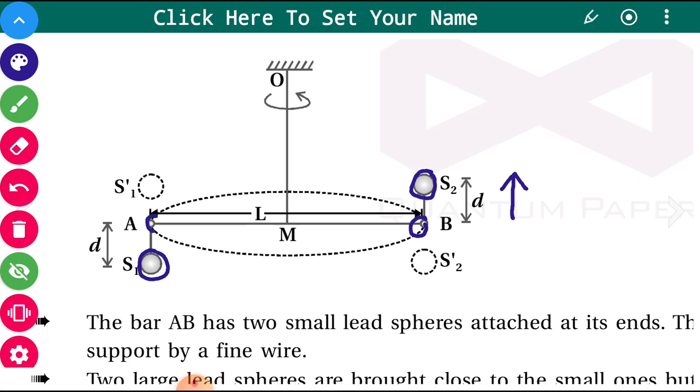The small mass will be attracted by the big mass and it will try to go in this direction, and that is why the rod AB which is there will try to rotate, or we can say it will experience slight torque, and there will be a twist in this string or wire. The wire will be twisted slightly.